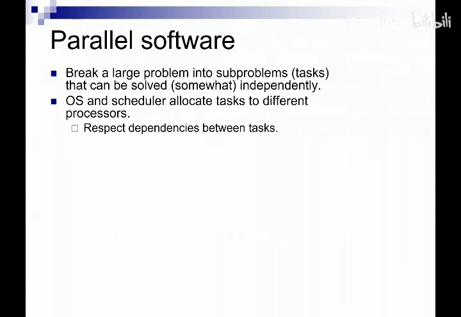Next, we need to use the operating system and the scheduler in the operating system to decide how to execute these tasks. The first thing is that we need to allocate. We have a fixed number of processors and some number of tasks, and we need to allocate the tasks to the processors.